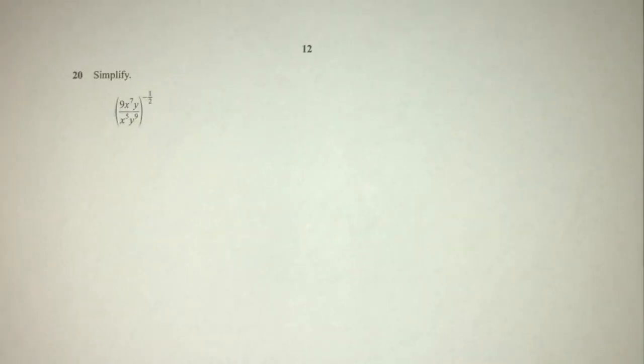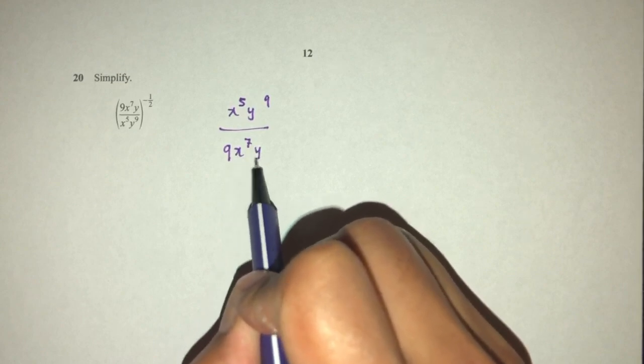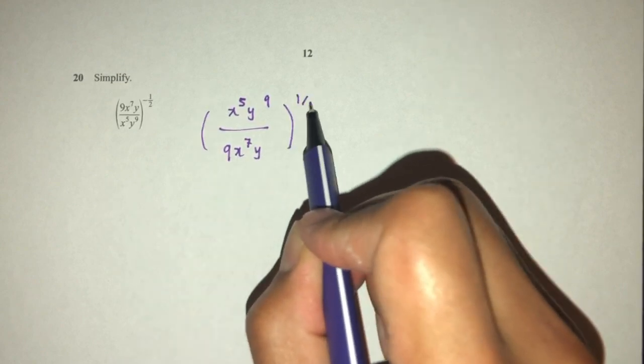Now let's move on to question number 20. So let's simplify this, pretty easy. Here we have the power is negative. If you want to change that to a positive power, we have to flip the inside upside down. So pretty easy. That will become x to the 5, y to the 9 over 9x to the 7, y, and the power down will be positive.